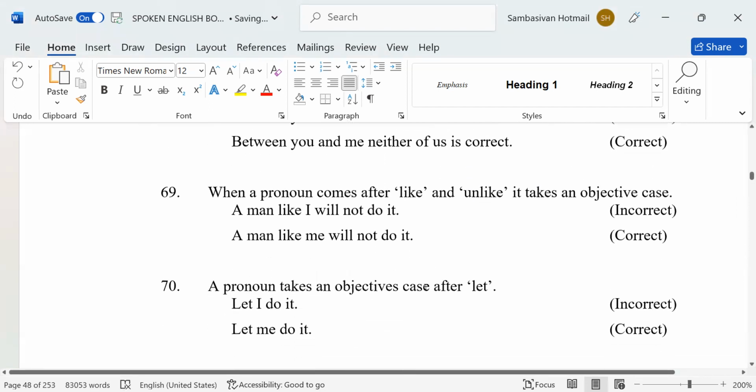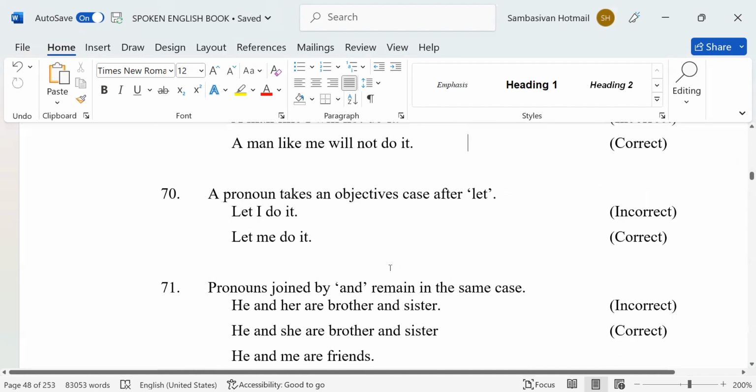Okay, continue. 69. When a pronoun comes after like and unlike, it takes the objective case. A man like I will not do it. Please read again. 69. Read. A man like I will not do it. Incorrect. You have to say incorrect. Why didn't you say it? Okay. Sorry. A man like I will not do it. Incorrect. A man like me will not do it.